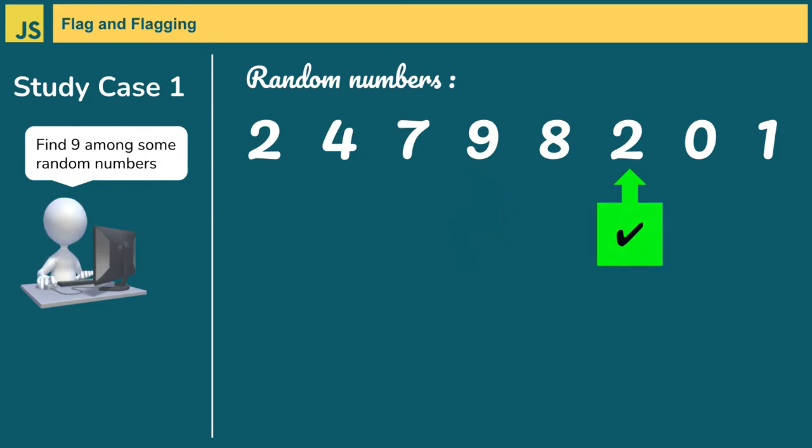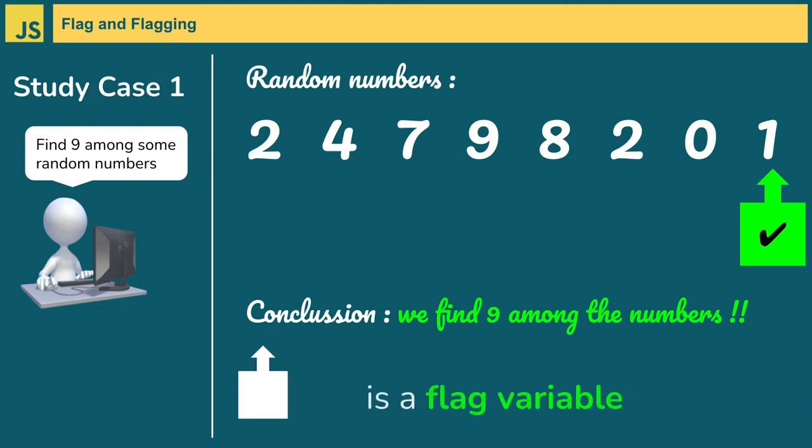If we meet the 9, we will programmatically change the flag variable into something that says, hey, I found 9. Then we will continue our iteration with this state, still using the last updated value of the flag variable. I won't change anything because I found 9, and I will not implement anything to make it go back to the previous condition. So our conclusion is we found 9 among the numbers, and the box with the arrow pointing at the number is the flag variable.